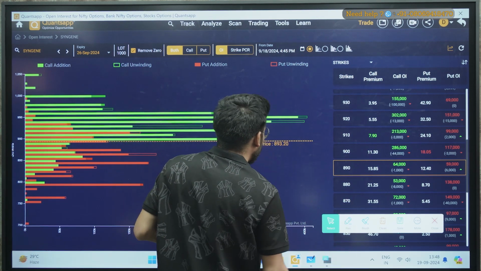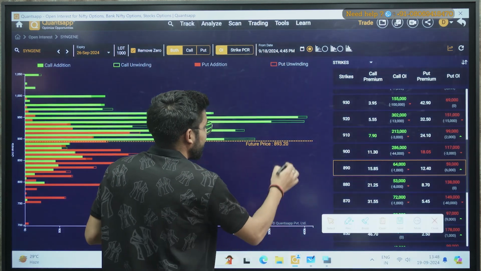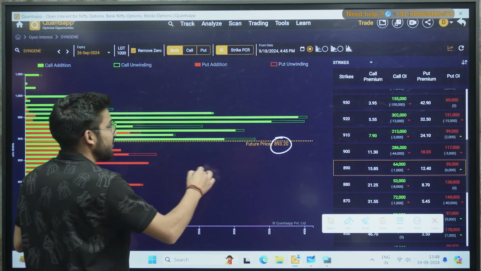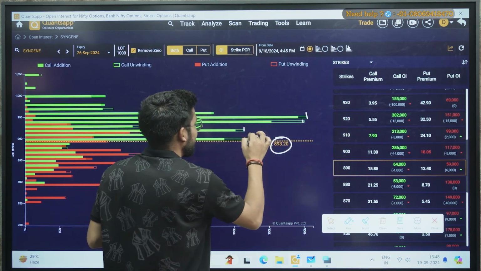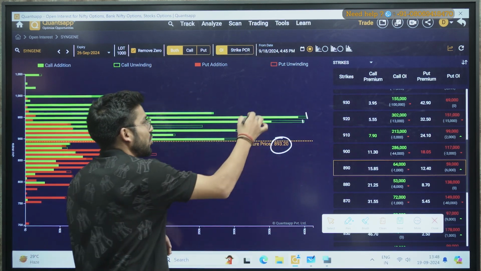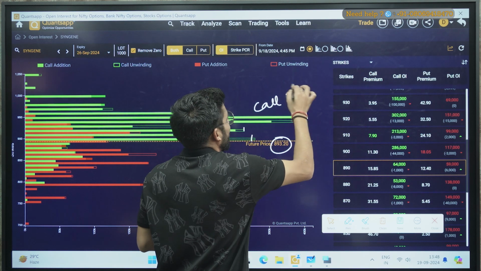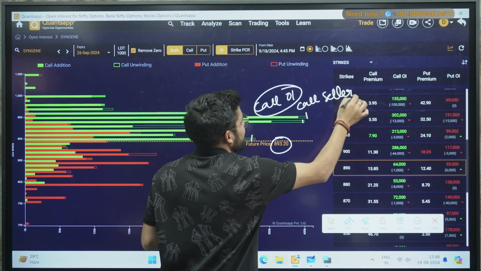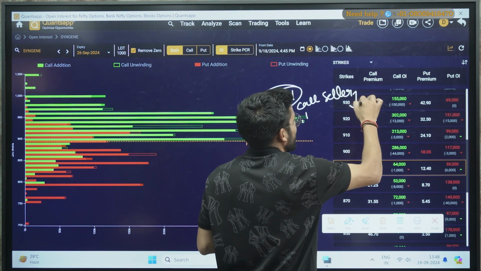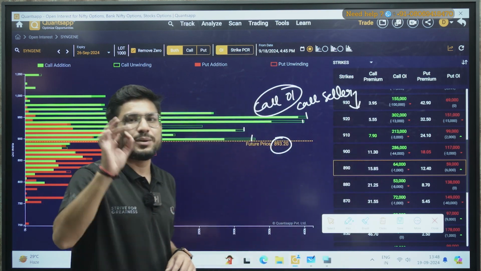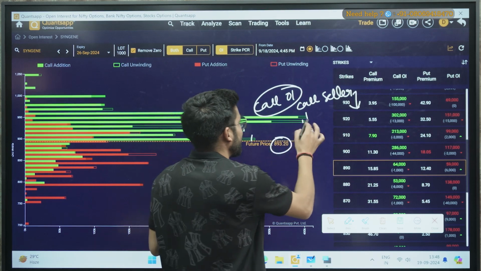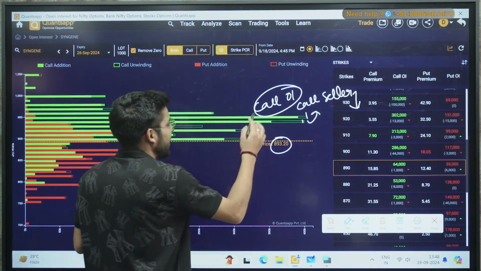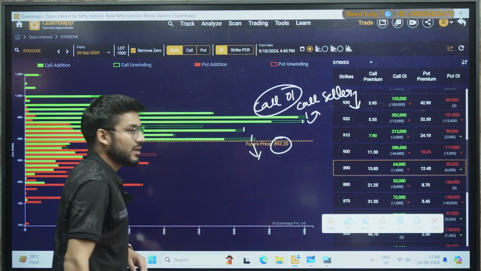So I can see here right now my price is 893. And again I can see there are very great green bars here. These green bars are the call OI, and call OI means the call sellers, the people who want the market to go in a bearish direction. So they don't want the market to go above this, right? So it means my market will be below this, right?